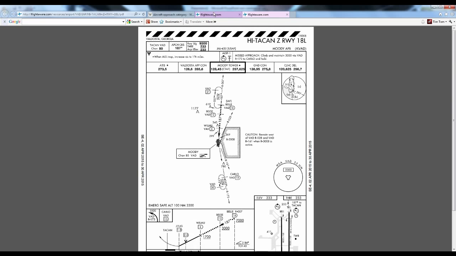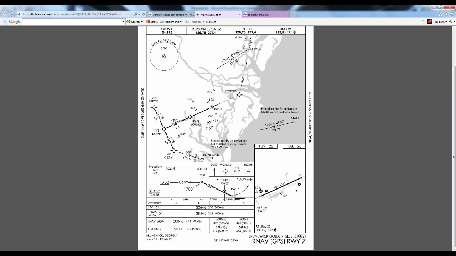So this is a military chart. Versus here, no civilian aircraft is going to be operating in Cat E, so only A, B, C, and D are shown.